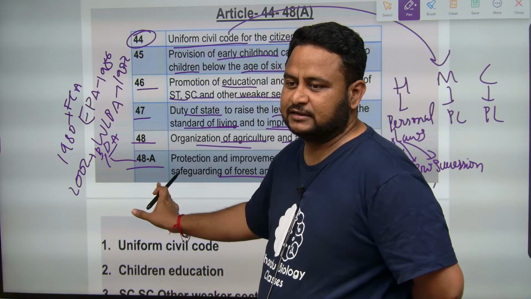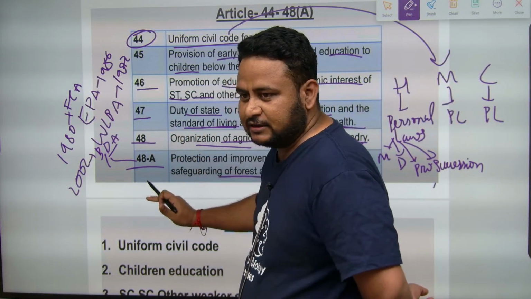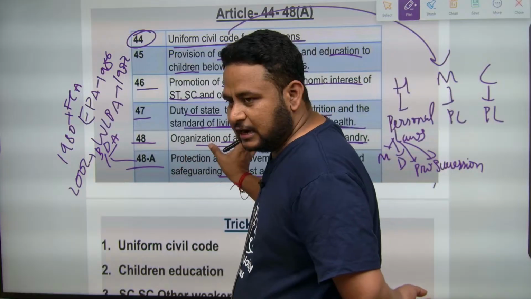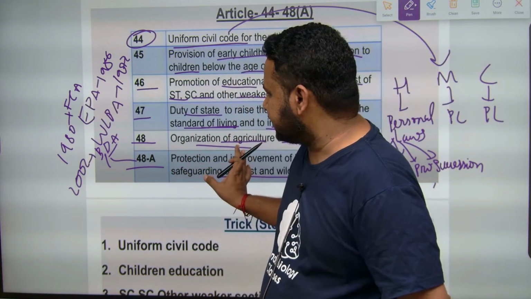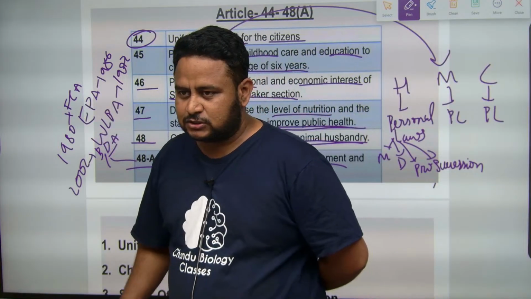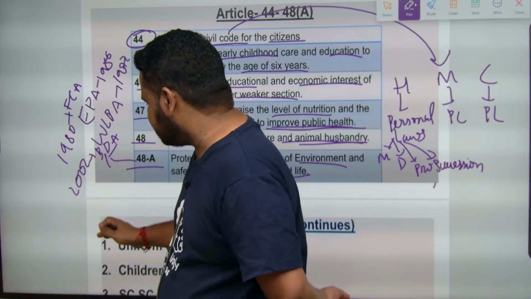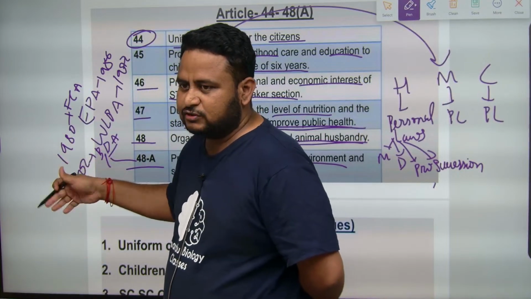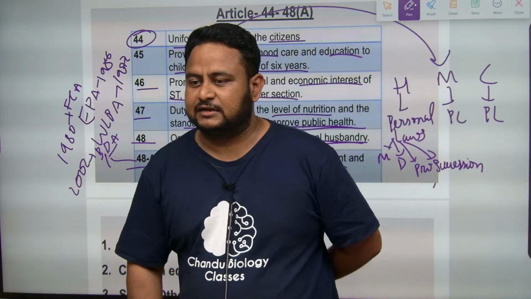Article 48. Please wake up and listen to the class, because 48 and 48A are related: agriculture and animal husbandry, and 48A is talking about environment. Got it? So that is the meaning of this. Clear? You should understand how these articles are enforced, and what the laws are. We will study that also, but here I am telling you so that you understand it in a brief way. Got it? So, 48A is very important.